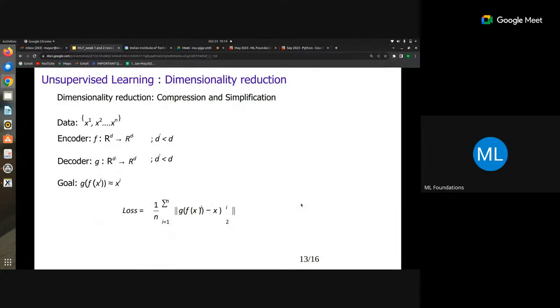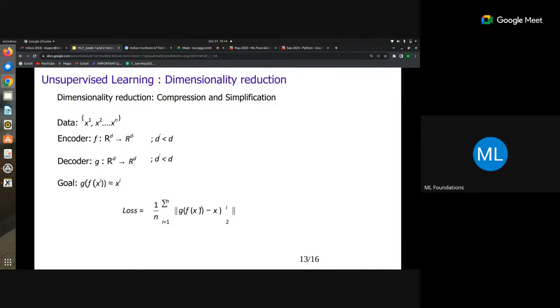Okay, unsupervised is dimensionality reduction. There are two or three types of unsupervised learning. One of the important properties, dimensionality reduction, is called compression and simplification. Why do we do that? Because sometimes you have 15 or 20 attributes, let's say while predicting house prices, but you don't require all of those attributes.